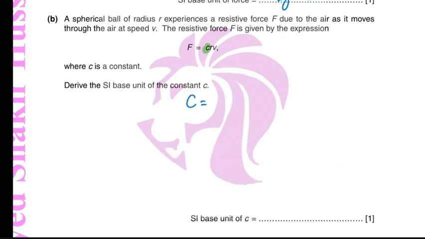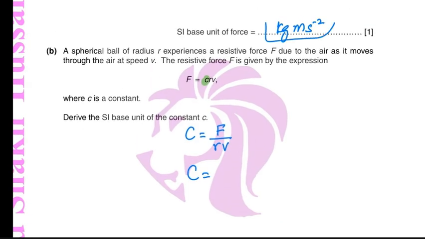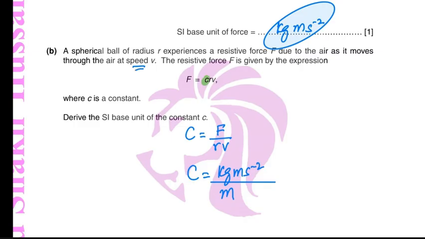C is equal to F over rv. You have already derived the unit for force, kg m s^-2. So kg m s^-2 over r. Radius is in meters, and then v is what? v is the speed. So be careful, everything is given in the question. You just need to look for it.